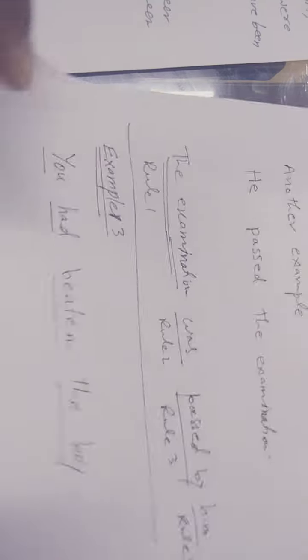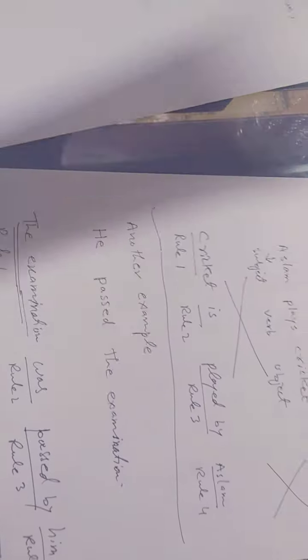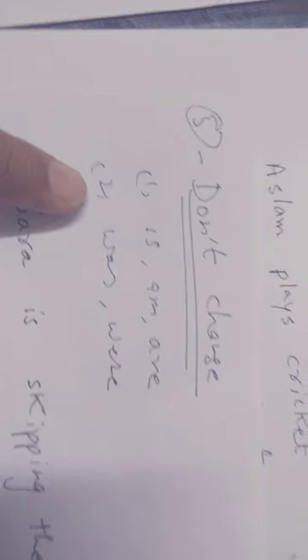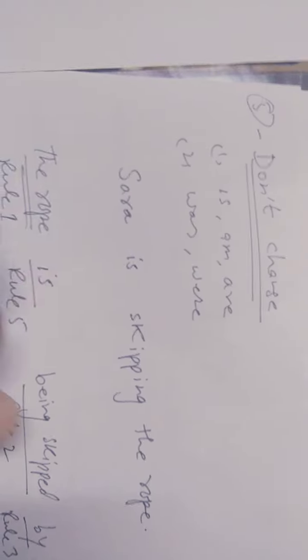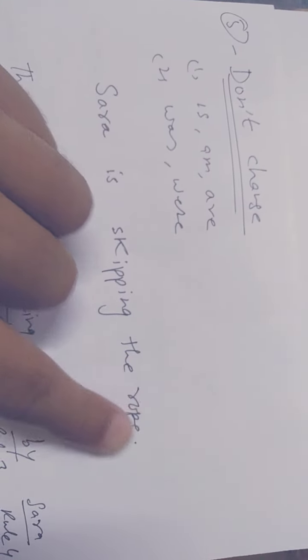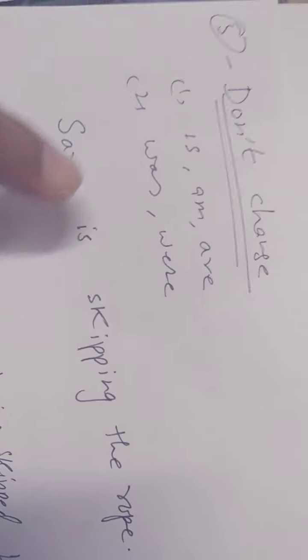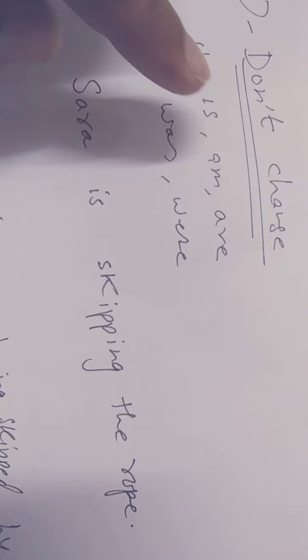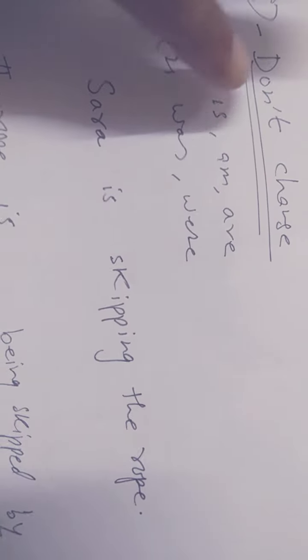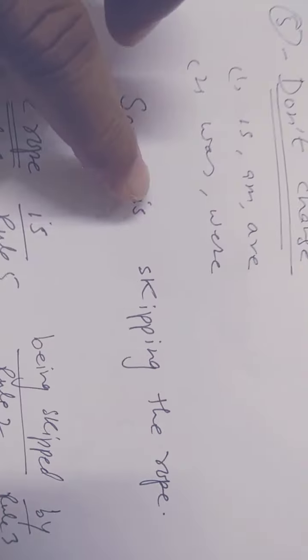Now the final and last example. Don't change is, am, are, was, were. Sarah is skipping the rope. The rope is the object and it is converted into the subject. Rule 1. And we have to write the same. Don't change is, am, or are. So it is is. Rule 5.